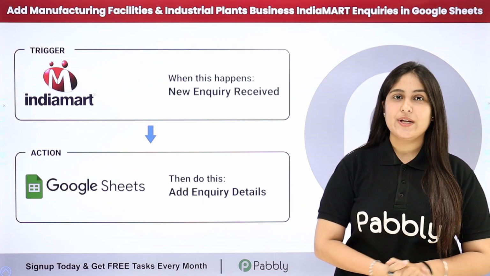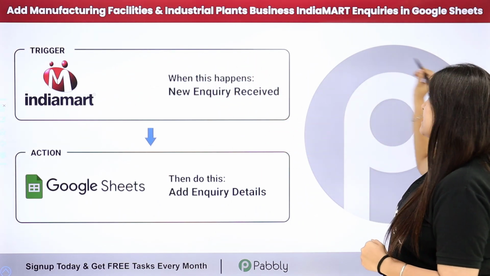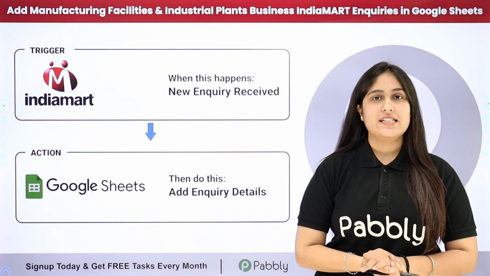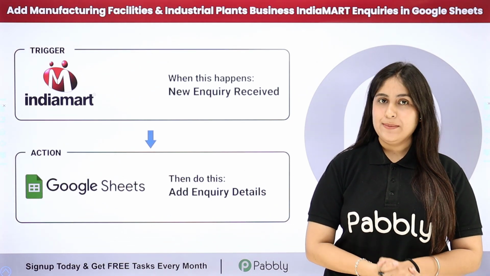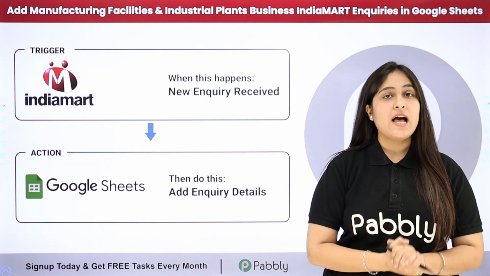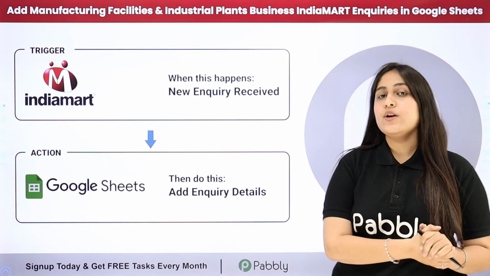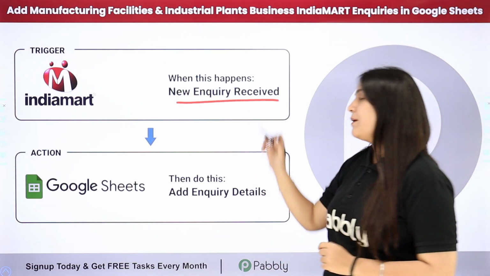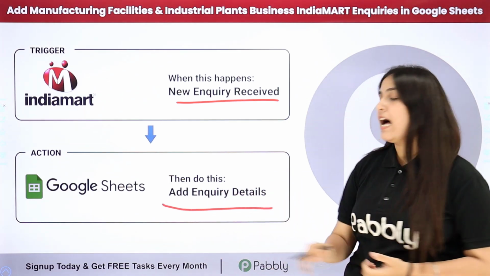So in this video, we are going to understand how to add manufacturing facilities and industrial plants business IndiaMART Enquiries in Google Sheets. So I'm an owner of a manufacturing company that produces custom machinery parts. Here I'm receiving a lot of inquiries on my IndiaMART account and I want to create a backup for all the queries received. So now in this case, I want whenever a new inquiry is received on my IndiaMART account, then automatically that query detail should be added in my Google Sheets as a new row.